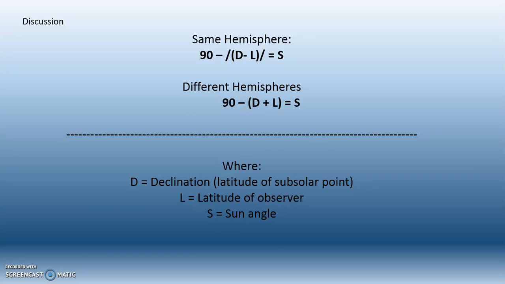So there are two equations that we are going to be using for this calculation: a same hemisphere equation versus a different hemisphere equation. Same hemisphere means that the observer's latitude and the declination are in the same hemisphere, meaning they're both in the northern hemisphere or both in the southern hemisphere. If the observer is in the northern hemisphere and the solar declination is in the southern hemisphere, then we're going to use the different hemispheres equation. The elements that come into this equation: D represents the declination, so the latitude of the subsolar point. L is the latitude of the observer, and S is what we're calculating.